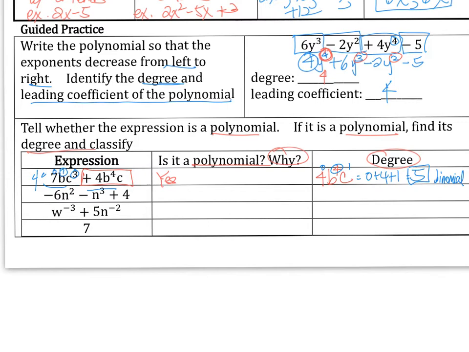And because there are 2 terms, we will classify this as a binomial. And for the next example, I will also say this is a polynomial. There are no negative exponents. Okay, it satisfies the definition. Now, if we look at all its terms, it seems like we can reorder these terms. So negative n cubed minus 6n squared plus 4. So 3 is the greatest degree. So we write 3.